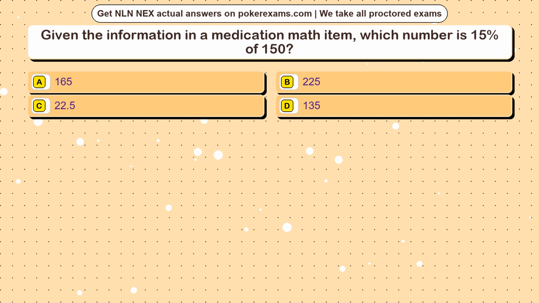Question 6. Given the information in a medication math item, which number is 15% of 150? Option A, 165. Option B, 225. Option C, 22.5. Option D, 135.